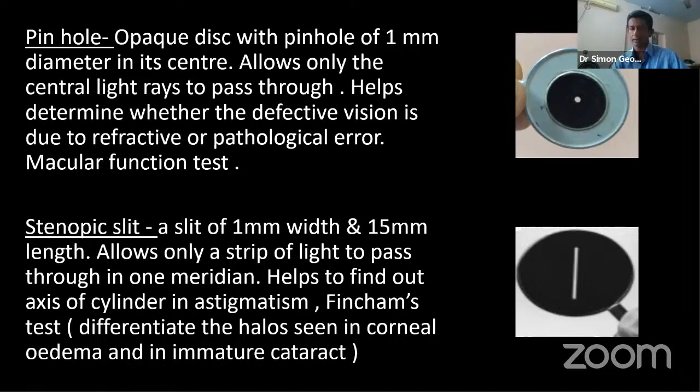For example, suppose a patient has defective vision due to cataract. When you put a pinhole, the vision doesn't improve when the patient looks through it. But suppose the patient has a refractive error like myopia. When the patient looks through the small hole, the vision should improve. So you are able to differentiate between a refractive error or a pathologic cause of defective vision.